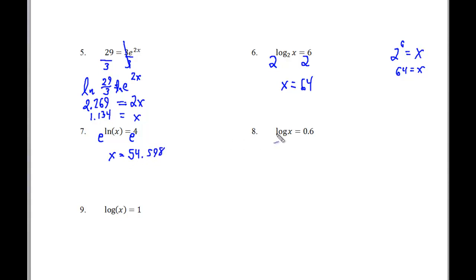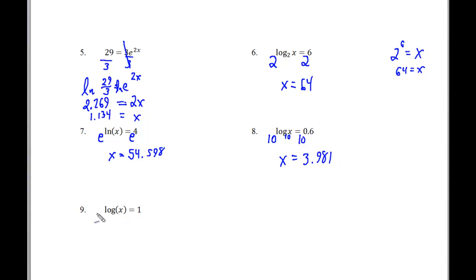So if we want to manipulate this to get x by itself, we're going to take everything to the base 10, because log without a number written is log base 10. So this simplifies to 1 times x, and this 10 to the 6/10 is approximately 3 and 981 thousandths.